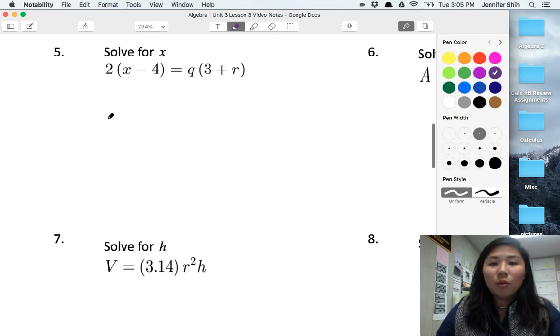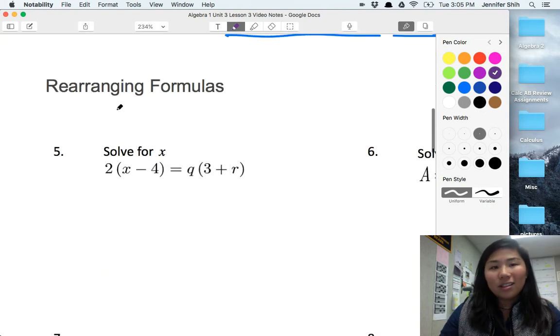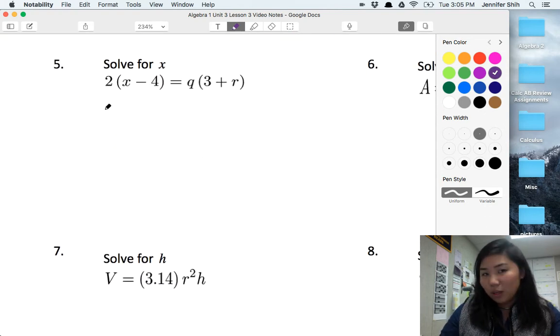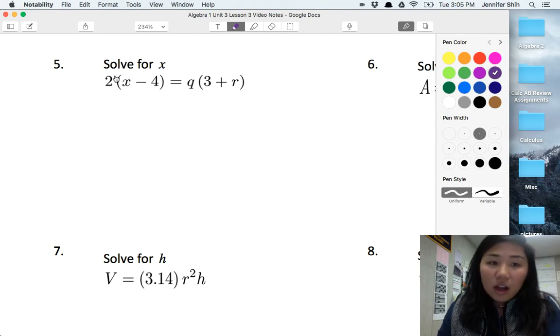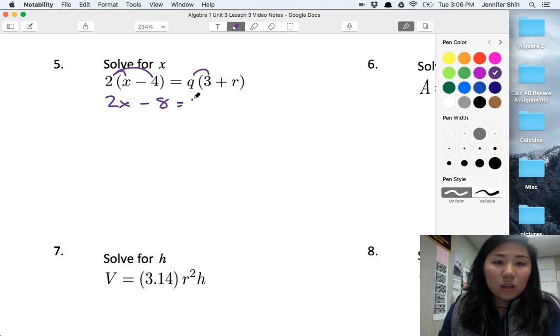Let's take example 5, or number 5 on this. It says number 5 because it's from the classwork, but you don't have to put that number 5. Solve for x. Well, a lot of you see this and you immediately distribute, which is not a bad idea. 2x minus 8 is equal to 3q plus q times r.